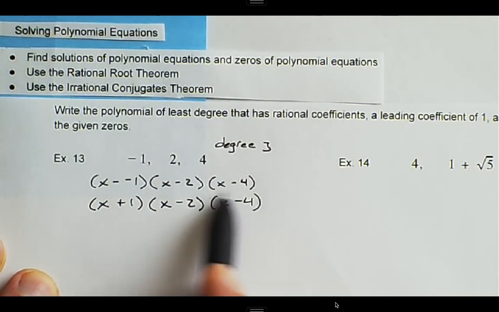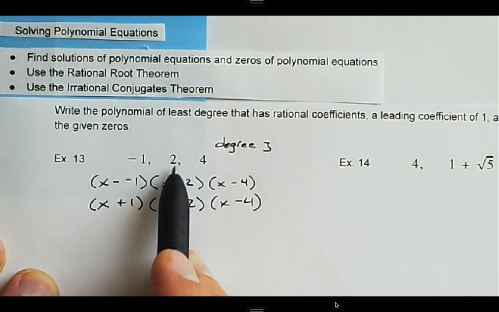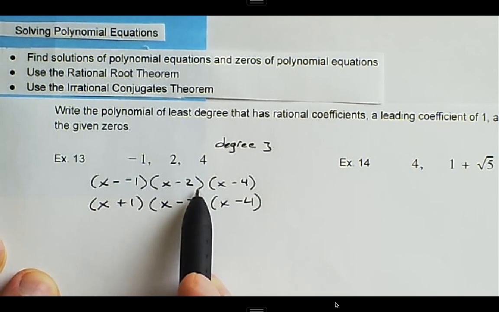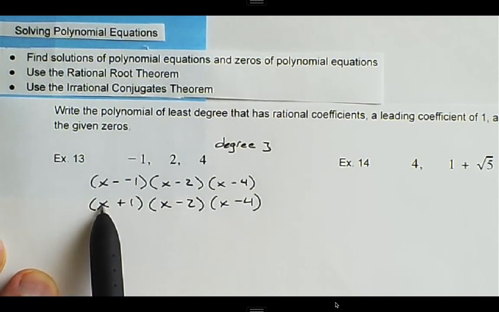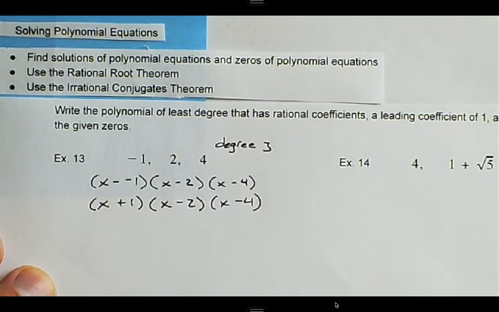Now, we got these binomials because this 4 makes this binomial 0. 4 minus 4 is 0. So this makes the whole thing 0. 2 minus 2 is 0. So this makes the whole thing 0. And negative 1 substituted in here would make the whole thing 0. Now we just have to distribute and go from there.